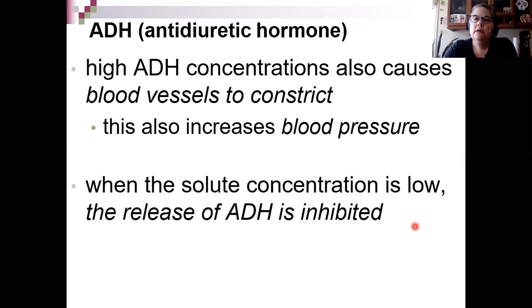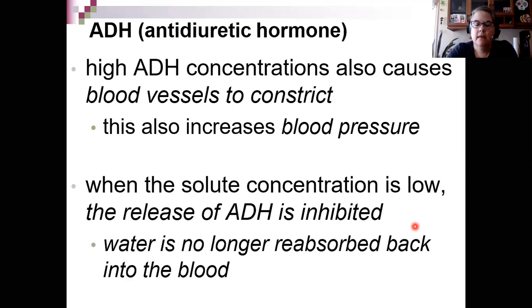All right. So when solute concentration is high, ADH is produced to dilute it so it gets low. But once it gets too low, right, we're getting below normal, then ADH is shut off, right? Just like when we reach the temperature we want in our house, the thermostat shuts off, or the furnace rather shuts off. So ADH is inhibited when our solute concentration is low. Water is no longer being reabsorbed back into our blood.